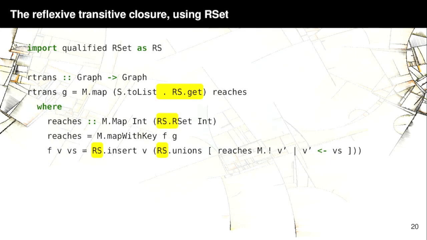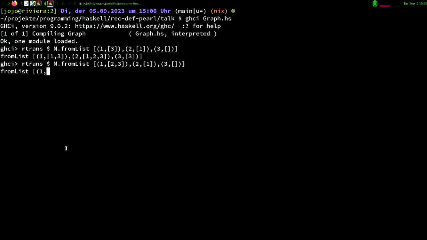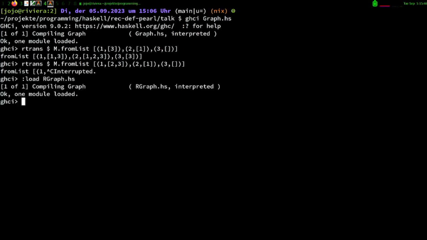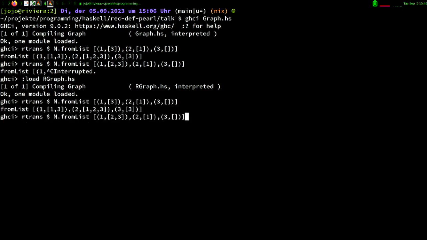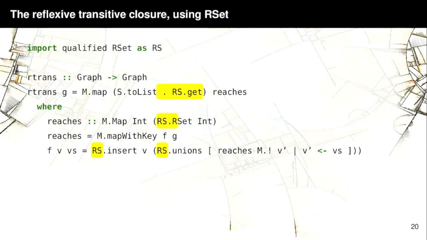And I can now try this. So yeah, this is still running, oh my God. So let's load this other implementation. It's the code from the slide you just saw. Of course, the acyclic graph just works as before. But now I can run the cyclic graph and it works. Which is always anticlimactic. It's just like, okay, yeah, no, there's something there, but hey, it works.